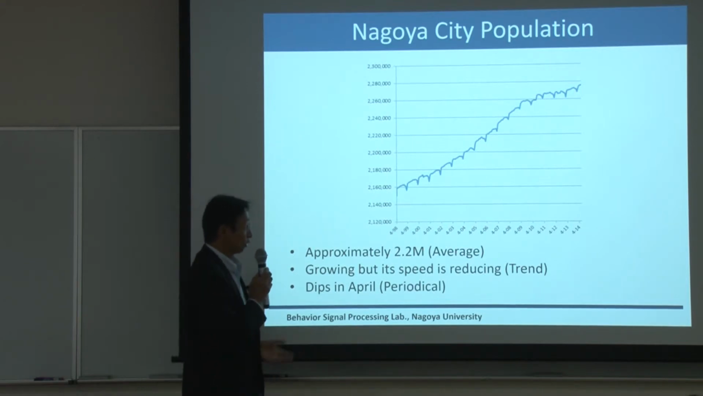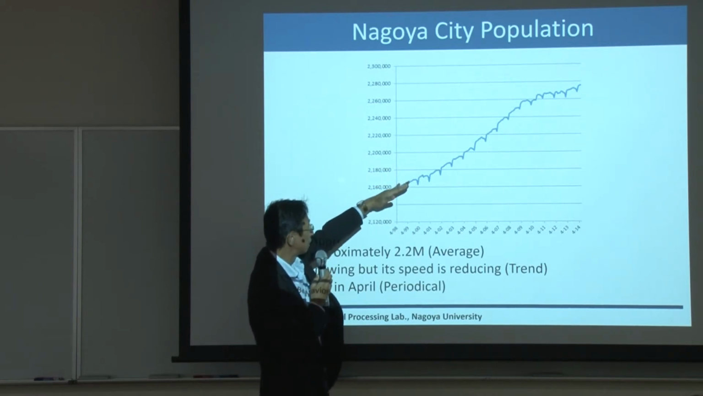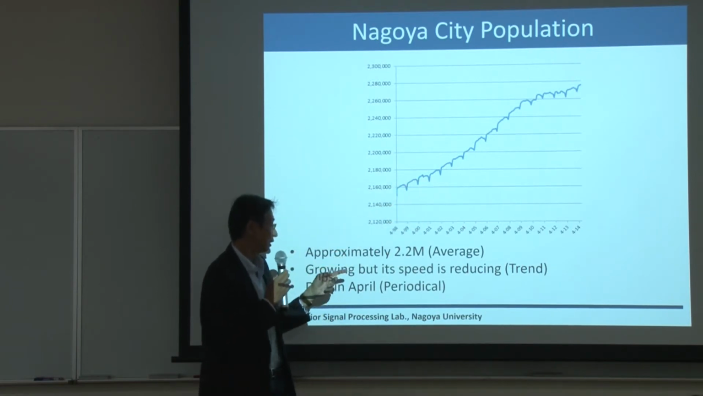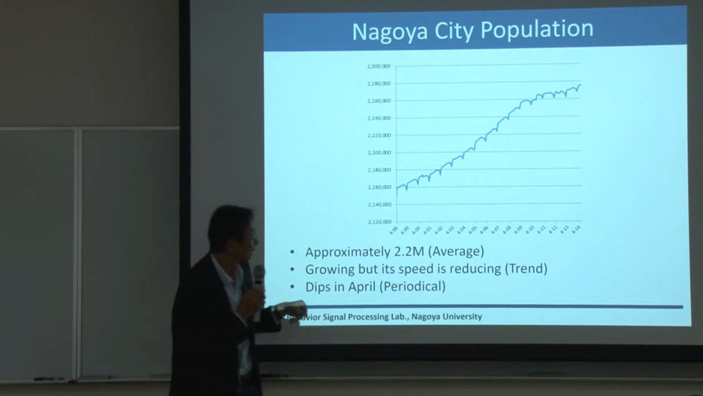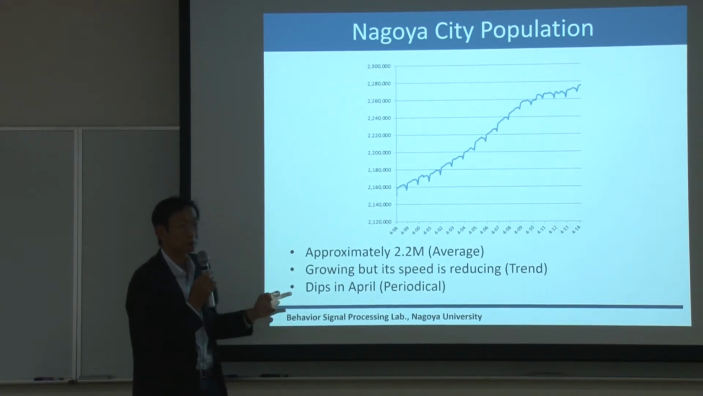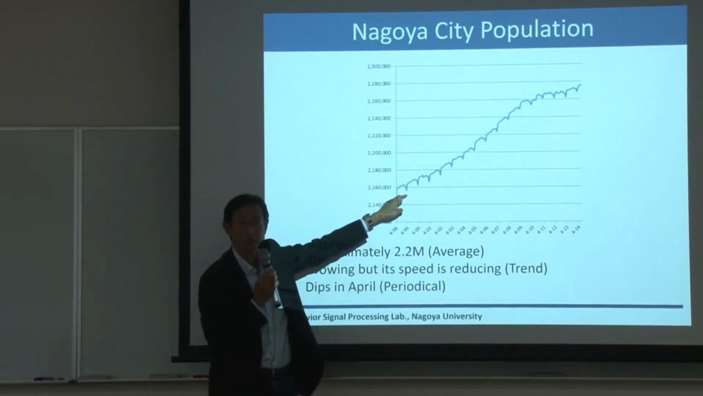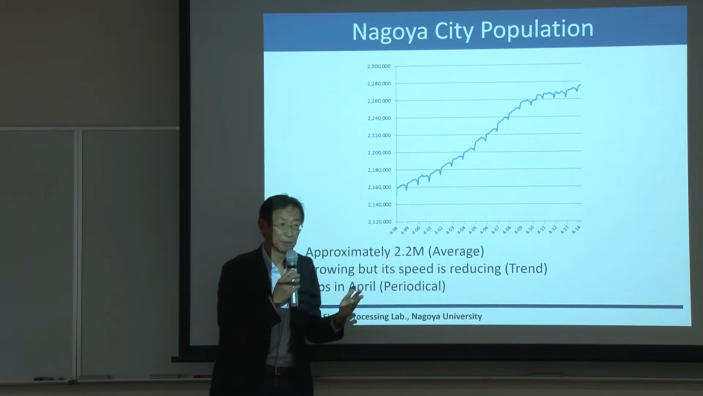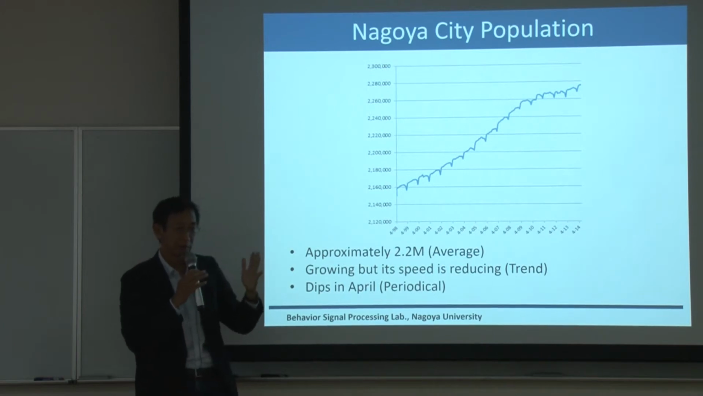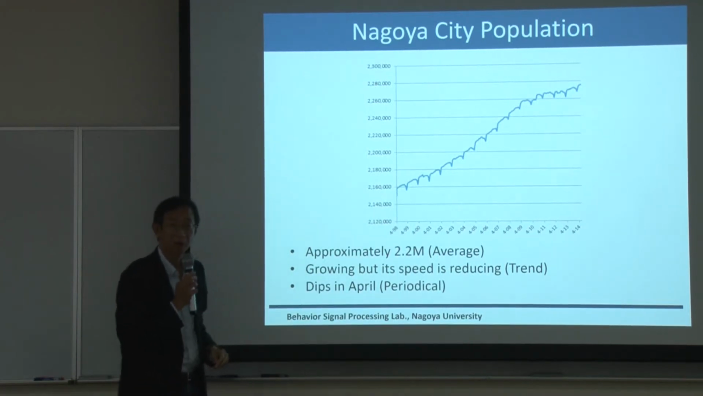Okay. So by watching this graph, we can learn that the population of Nagoya City is growing, but its speed is somehow reducing after 2009. And we can also see the dip of the population in April. Probably people move in April. You go away from Nagoya City, and someone will come to Nagoya City. But between that time period, you may have a dip, like 1,000 in population.